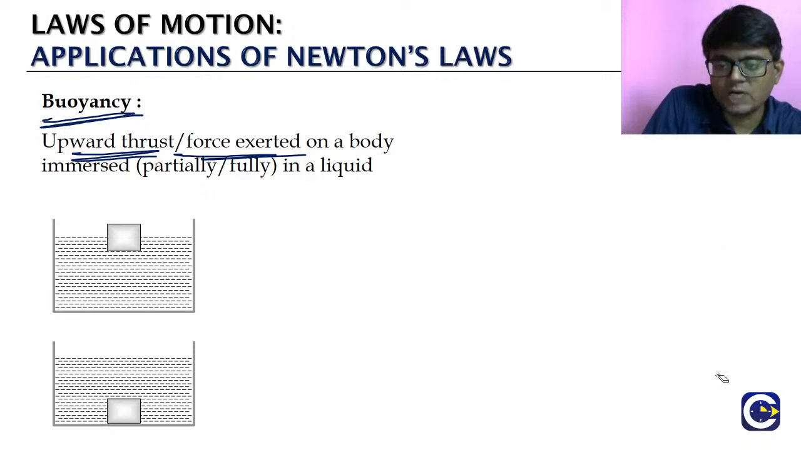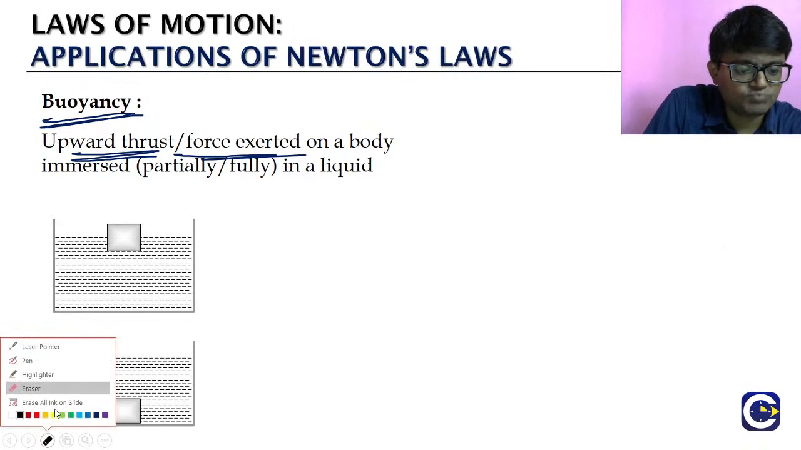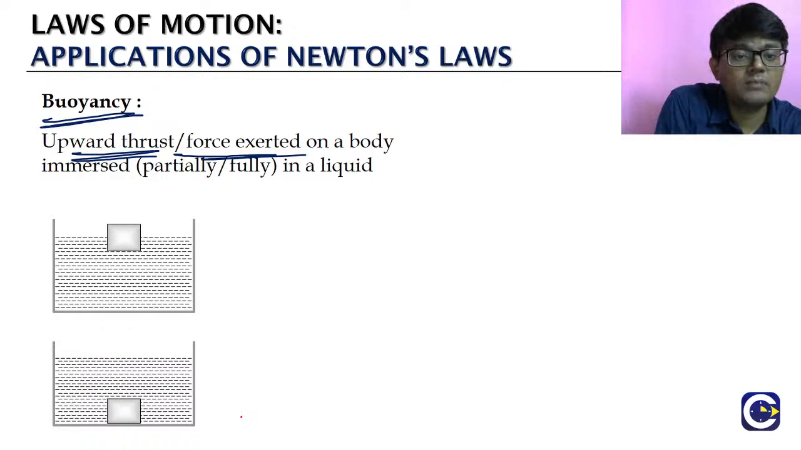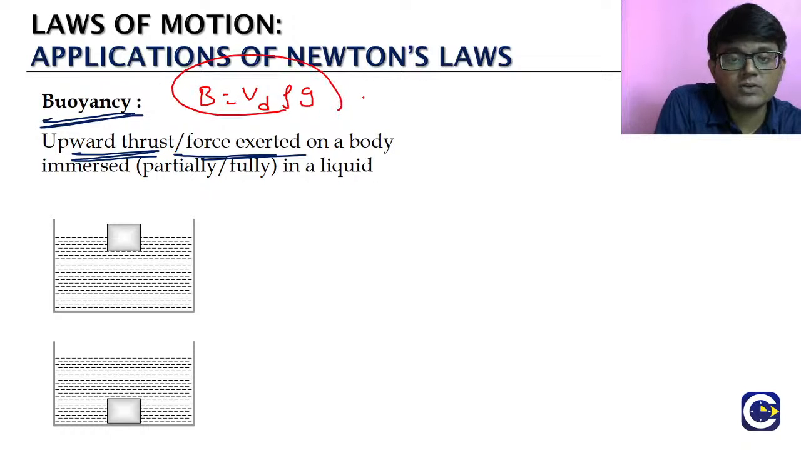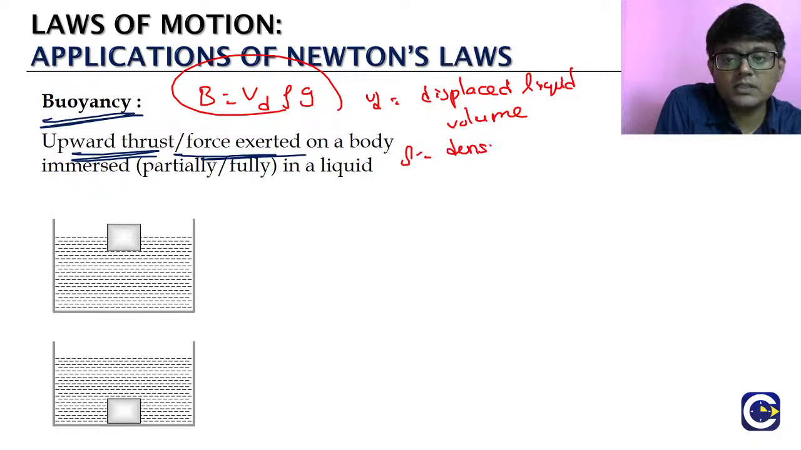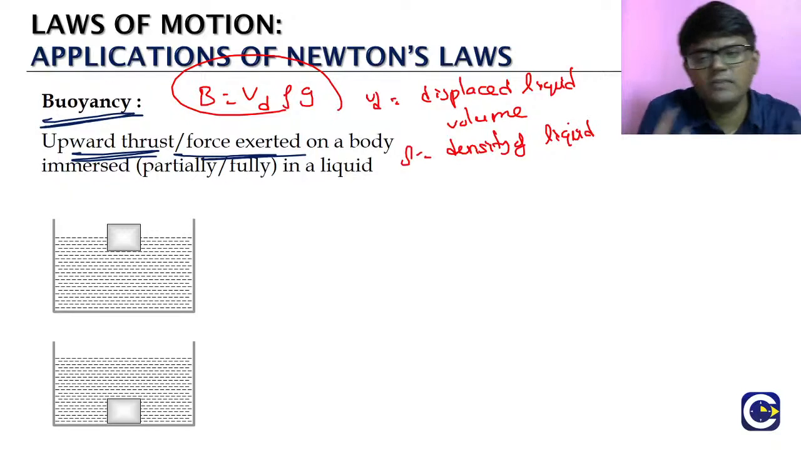Maybe I'll just write on top of it. What is the formula for the buoyancy force? Vd into rho into g. Here Vd is the displaced liquid volume, and rho is the density of the liquid. g we already know. Okay, so this part is over.